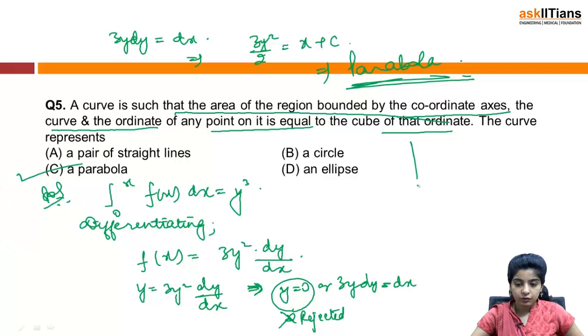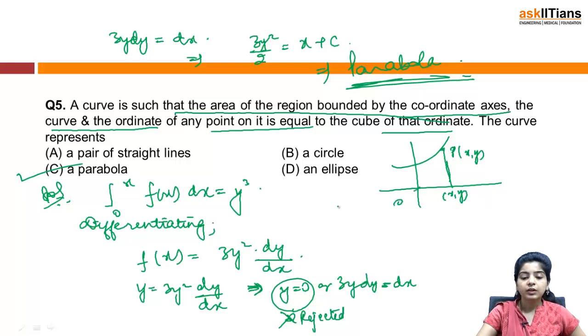In fact, the figure would be something like this. Any point P(x, y), and this would be x, y. This is our origin. So such a curve is a parabola. It is apparent from the equation that we have just now obtained. So this was about some of the IIT JEE questions.